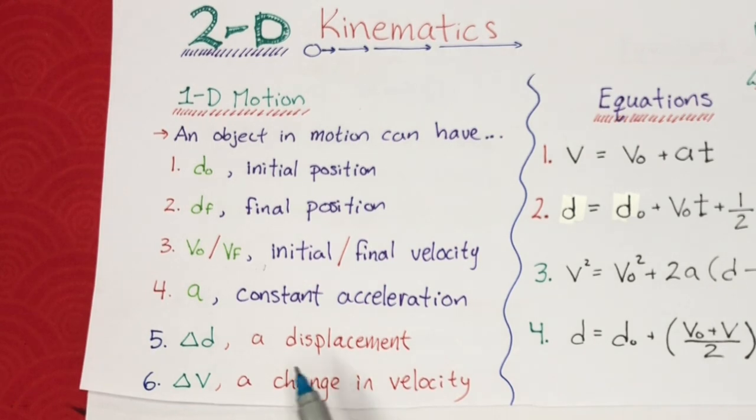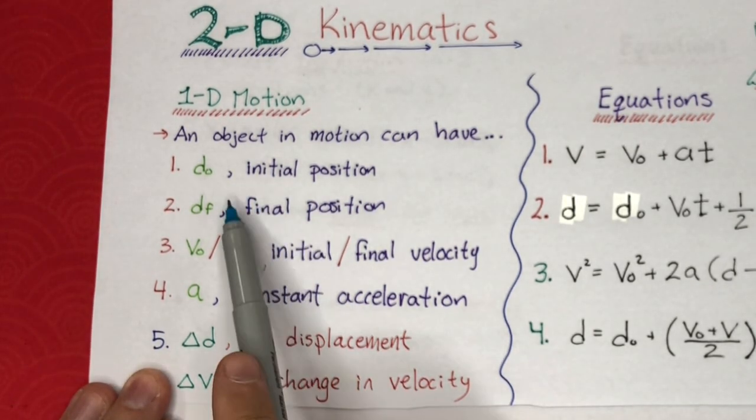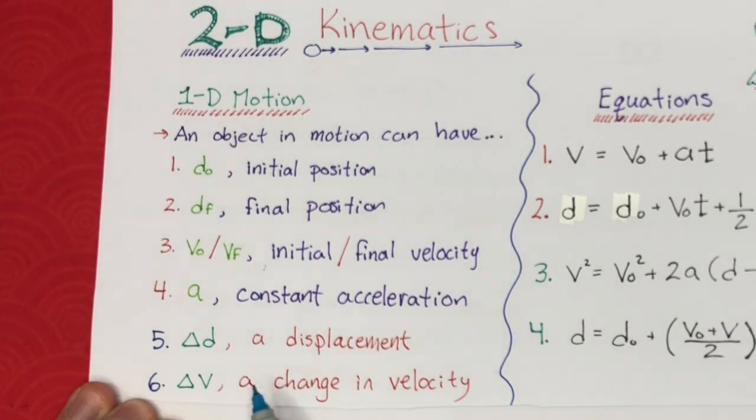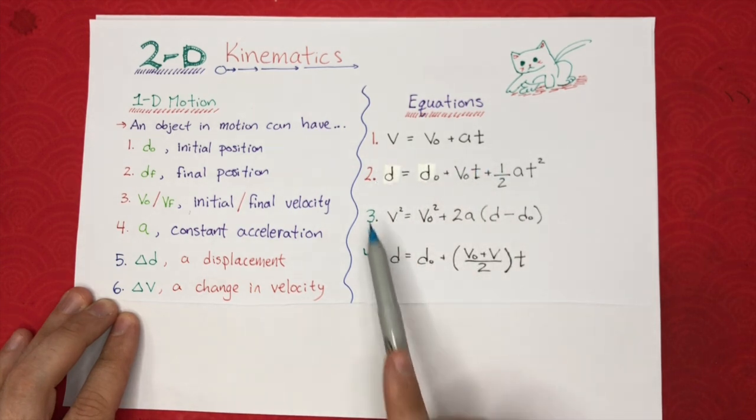It's also worth noting that there's a displacement delta d given by the change in position, so the final position minus the initial position, and a change in velocity if there is acceleration. So an acceleration will mean a change in velocity, and a change in velocity will mean an acceleration. The equations that you need to remember are these four right here. These are the main ones.